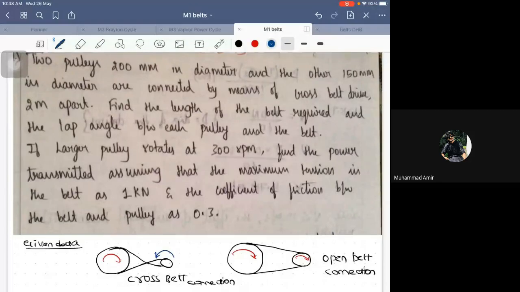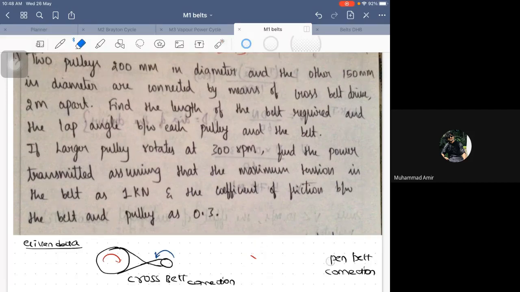Okay, done. Now, two pulleys of 200 mm in diameter and the other 150 mm in diameter are connected by means of, he has clearly mentioned, a cross belt drive. So keeping this, I would erase this. So this is a cross belt connection.